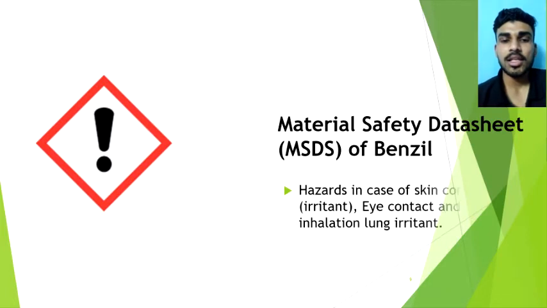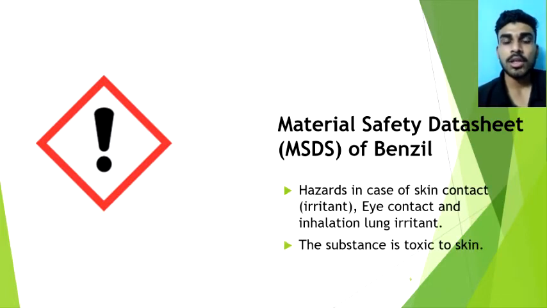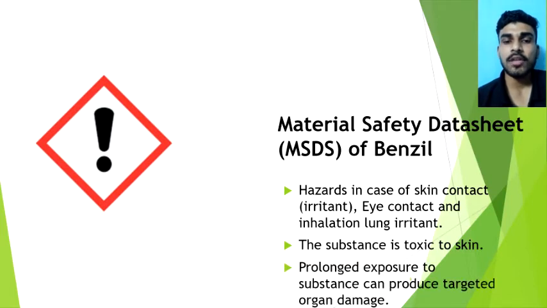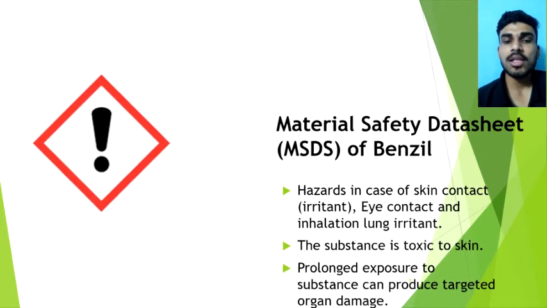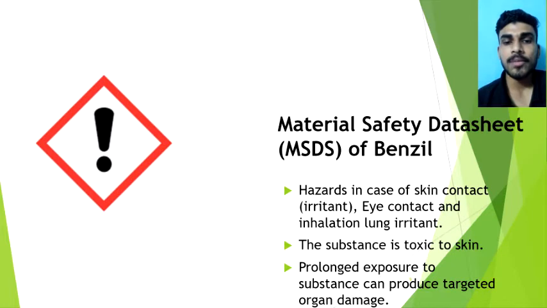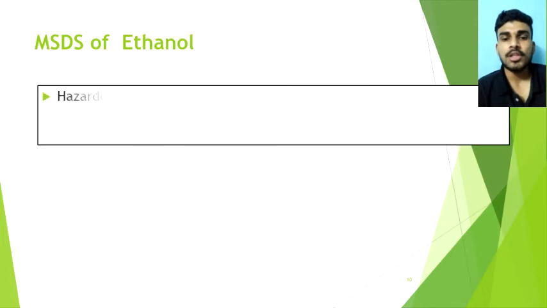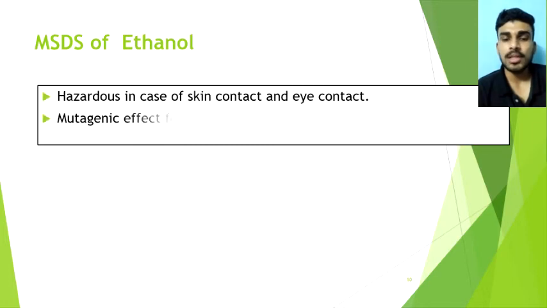Benzil is hazardous in nature when it comes in contact with the skin, eye or when inhaled into the lungs. Benzil is toxic on skin contact. Prolonged exposure to benzil can produce target organ damage. If benzil falls onto the skin, wash the skin with tap water or running water, and always wear gloves while handling it. Ethanol is also hazardous in nature when it comes in contact with the skin or the eye. It may produce mutagenic effects on mammalian somatic cells.